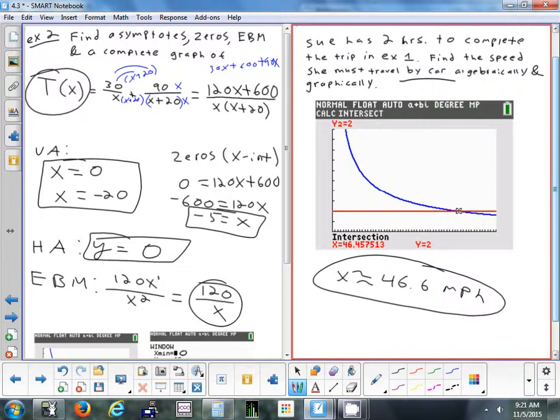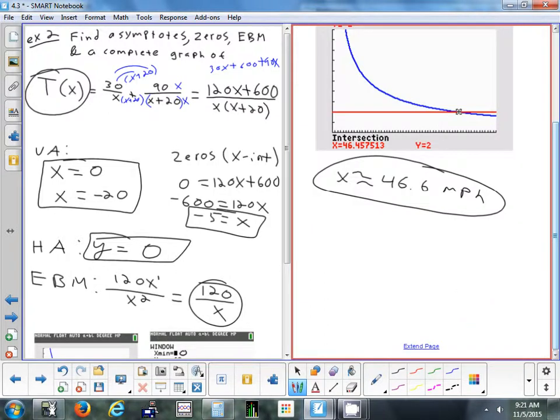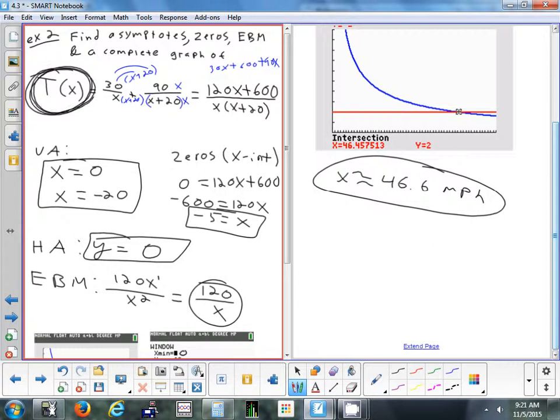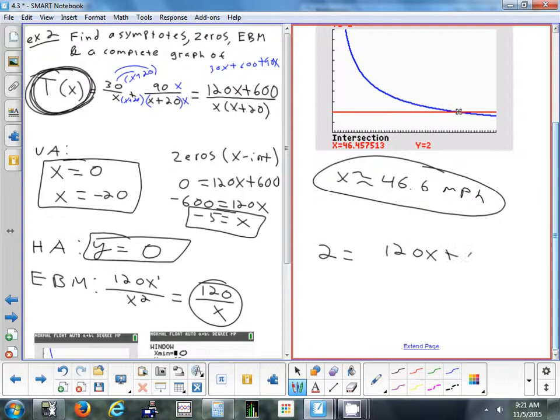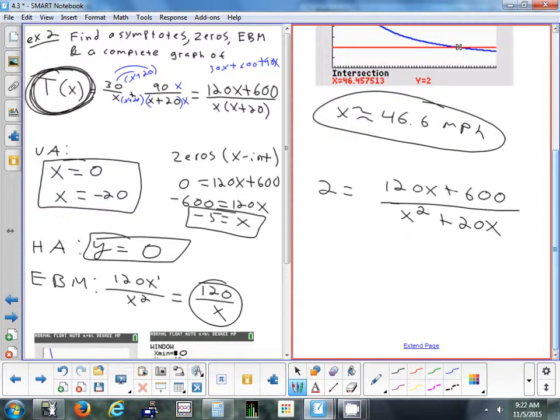To do it algebraically, okay, I'm just going to set it up, but we don't have to go through it unless people have questions. Plug in 2 right there. And I'm just going to multiply this out. Okay. You know what, maybe it's a good thing to go through just in case people aren't sure.